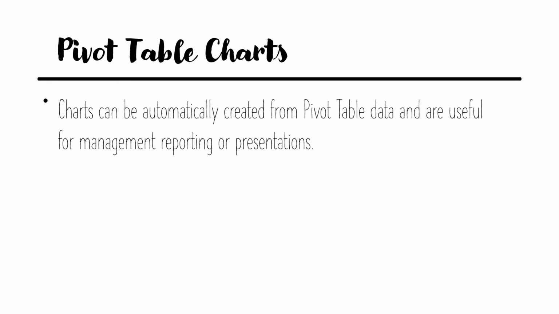Charts can be automatically created from the pivot table data, and they are useful for reporting, that is management reporting or for presentations. Suppose we make any changes in the pivot table data, automatically the pivot charts will change. Pivot charts are completely dependent on pivot table data. Now we will see the practical part of pivot tables and pivot charts in Excel.